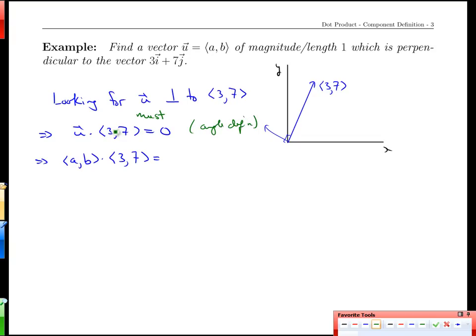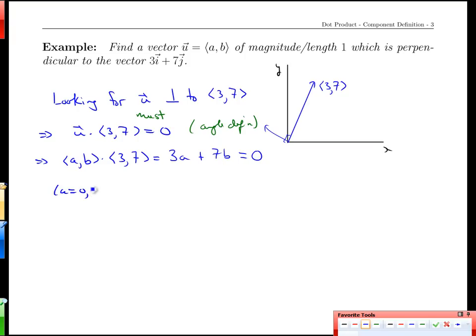Two vectors are perpendicular if their dot product is 0, and then we say what is the actual value of that dot product using the components. Well, it'll be 3a plus 7b. And we want that now to equal 0. And again, there's an easy solution.